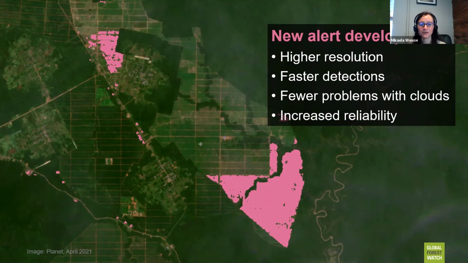And so, as you heard, having this higher resolution where we can detect smaller changes and selective logging, being able to use the more frequent revisit time and the radar images that can penetrate clouds to actually detect changes faster and not have as many of the delays as we've had with previous systems. And I think also having this increased reliability from having more than one system running. Certainly there have been times when the Landsat data pipeline will go down for a couple of weeks. And now we actually have these other systems that can fill the gap if something like that happens.